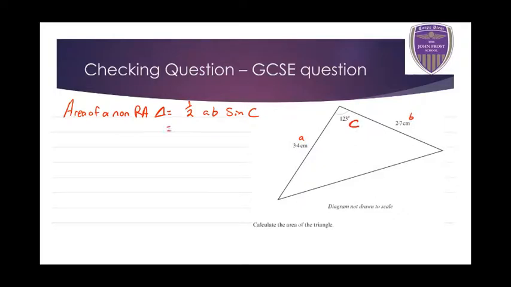If I were to substitute those values into this formula, I'd have a half times 3.4 times 2.7 times sine of 123. If I pressed equals on my calculator, I would get a value of 3.849 centimeters squared, and that's to 3 decimal places. You could have rounded to something different. So well done if you got that.